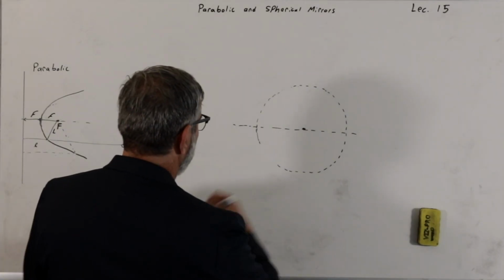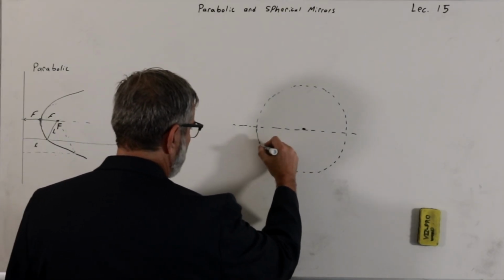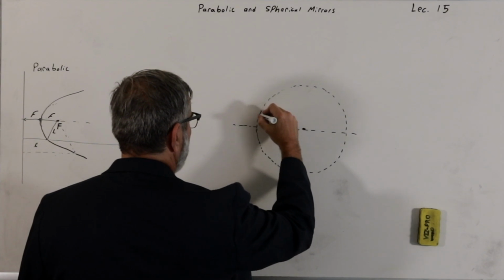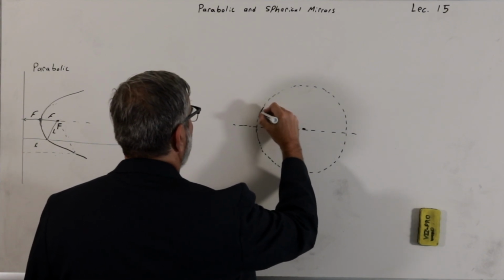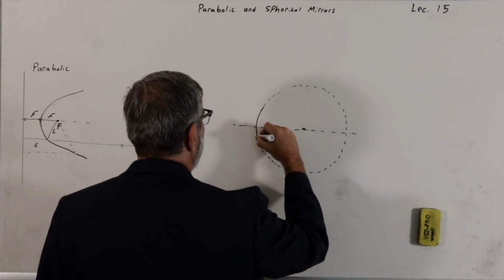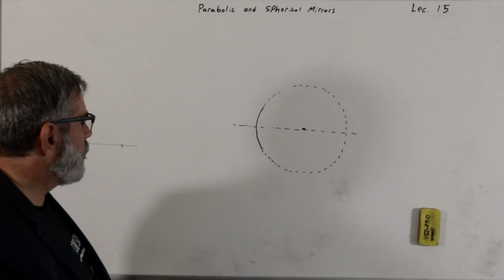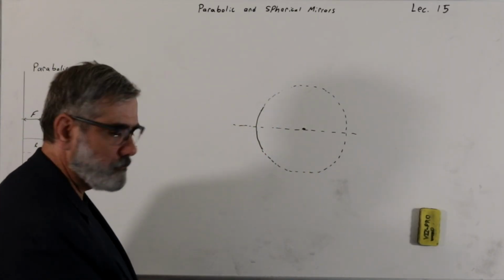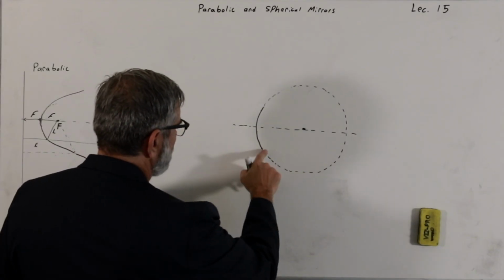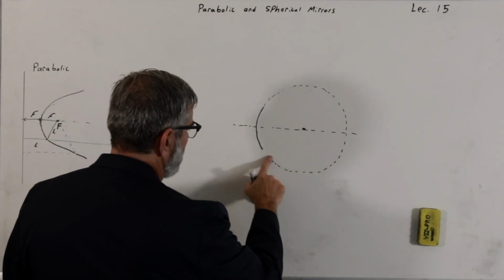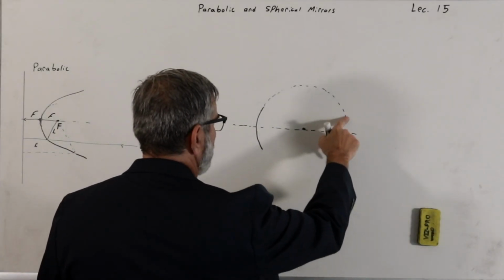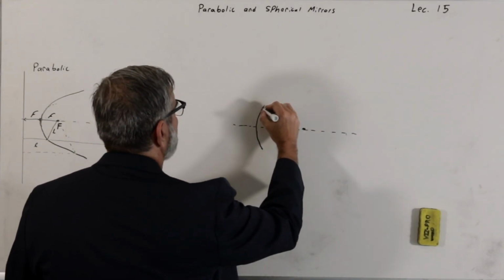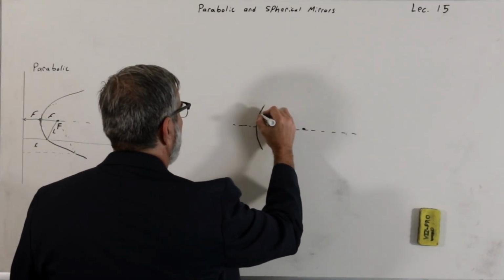This looks terrible here, so let me try and fix this circle up just a little bit. It should be more rounded down here. The only part of this circle we're really going to use will be near the optic axis. The rays we'll be considering are called paraxial rays, so they're very close to the optic axis. Now I'm going to erase the dotted line so that we don't get too confused. And so this is our spherical mirror.